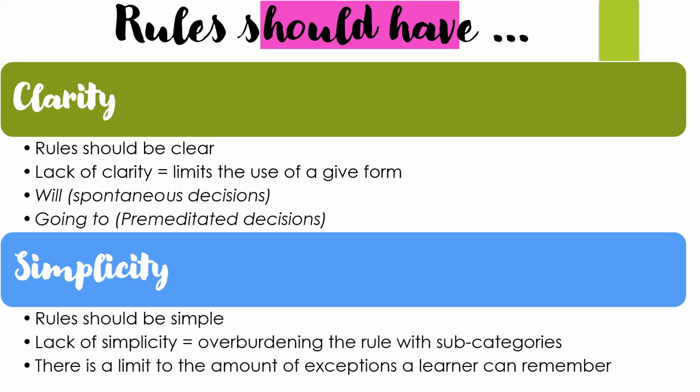And we have the simplicity that, well, as you know, rules should be simple. What does it mean? It means that we know that in the grammar tenses, we have different categories. For example, past simple. In past simple, we have the first person and the third person. So a lot of categories in order to teach that structure. Okay, but remember that we have to be very simple to explain it.